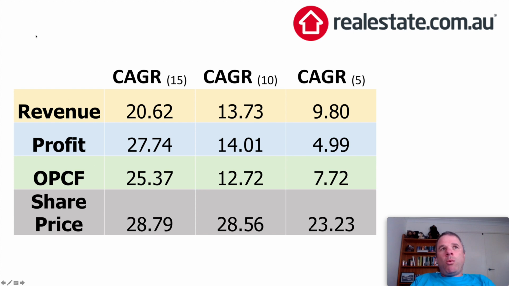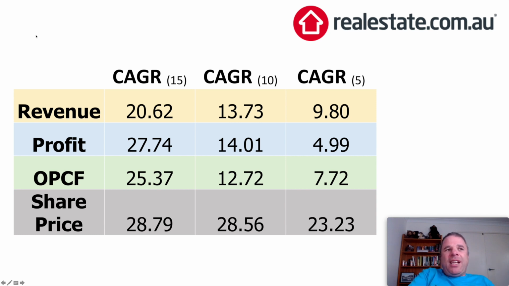Sometimes in my videos, I will show this sort of table looking at the growth rate of revenue, profit, operating cash flow, and then compare it to either the share price or the market cap. And typically what I want to see is the share price growing over a certain period of time at the same rate as revenue, profit, and operating cash flow. Preferably, I'd like to see it increasing at a lower rate. And this is for realestate.com, looking at a 15-year period, a 10-year period, and the last 5 years.